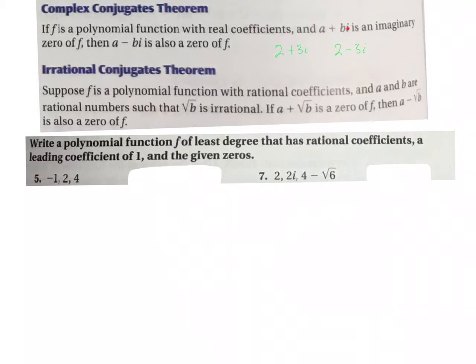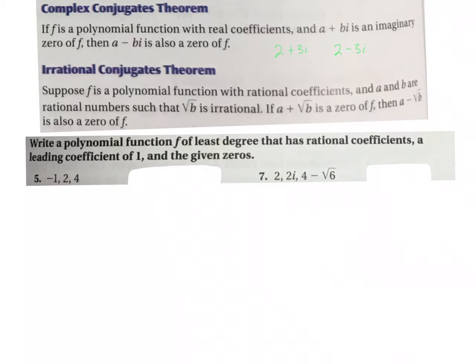So if one complex number is a solution, then the complex conjugate is also a solution. So if you find one of them to be, then you know the other one is as well. And the same thing goes for irrational numbers. Pretty much the same thing. If you have something a plus b square root of b, then a minus the square root of b is also going to be a 0. So the irrational conjugate is also a solution.